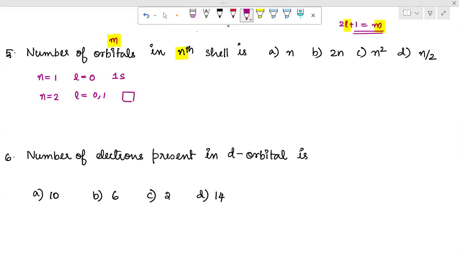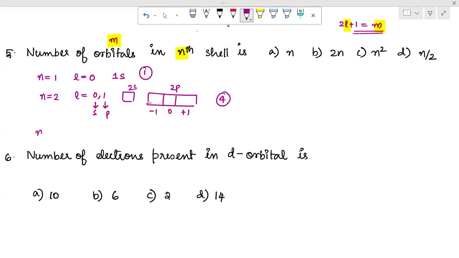2s is just a single orbital. 2p has got 3 orbitals. Correct? So this is the S subshell, and this is the P subshell. Within the P subshell, it has got 3 orbitals, we already know that, correct? Whose ML values are -1, 0, and +1. So now a total of 4 orbitals are there. Here there was a total of only 1 orbital.